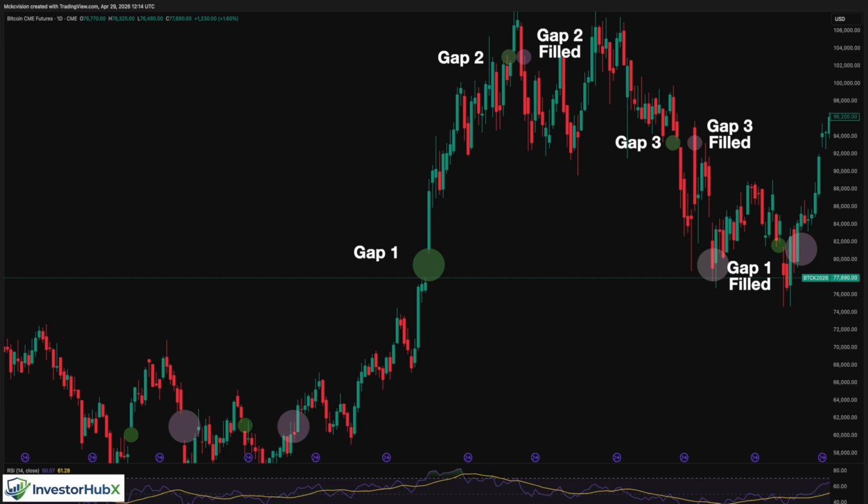All right, these are all the gaps I can see on this chart. How many did you manage to find? Now here's what's interesting. Every single gap here has eventually been filled. But remember, this doesn't mean all gaps will always be filled.